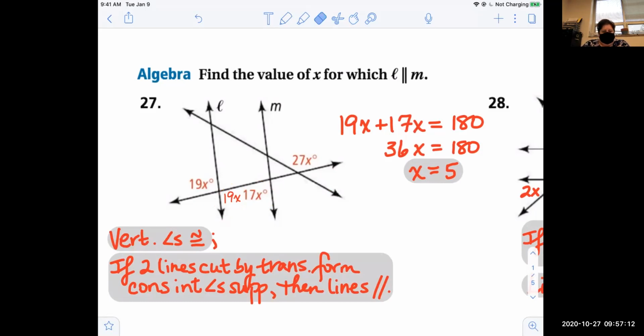If it's helpful to look, L and M are my lines I'm trying to prove parallel. So just look at one transversal at a time. Like I'm looking at this one and I'm saying, okay, I don't need to know anything about 27x. I'm just going to use the angles over here.